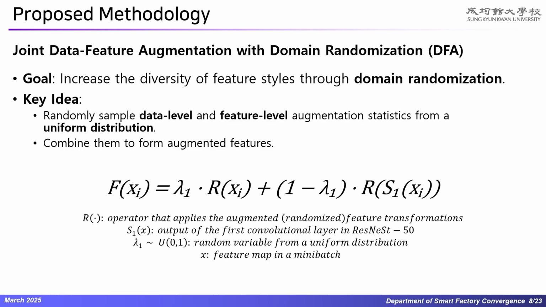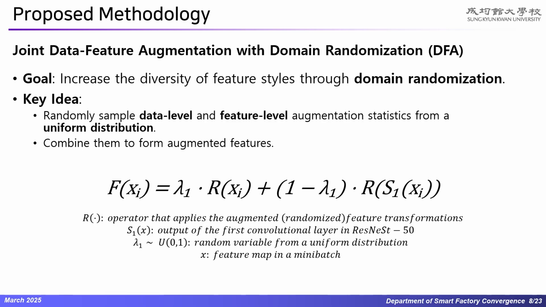So, in this component, we introduce a method to jointly augment data and features by incorporating a domain randomization strategy. The primary motivation here is to expand the diversity of feature styles the network sees during training, making it more robust to domain shifts. The key idea here is to randomly sample data level and feature level augmentation statistics from a uniform distribution, eventually combining them to form an augmented feature.